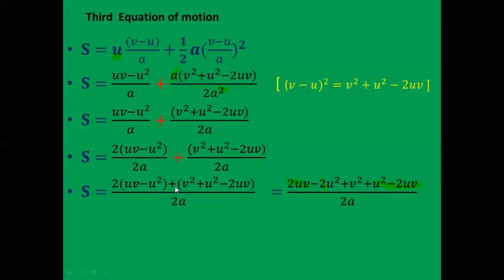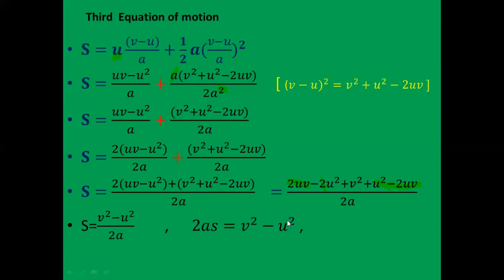2uv minus 2u square plus v square plus u square minus 2uv. So it becomes 2uv minus 2uv, so we can cut the 2uv. Minus 2u square is here and plus u square is here, so we can cancel part of this. Then it will become (v square minus u square) by 2a. Then we can take this 2a to this side. Then it becomes 2as is equal to v square minus u square.